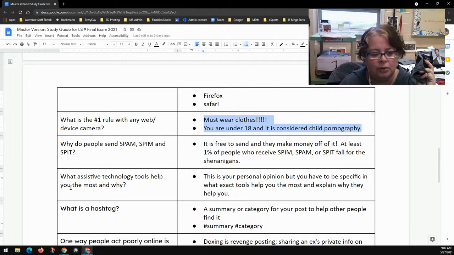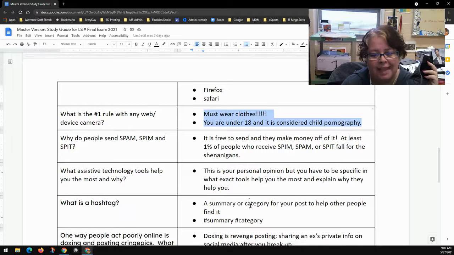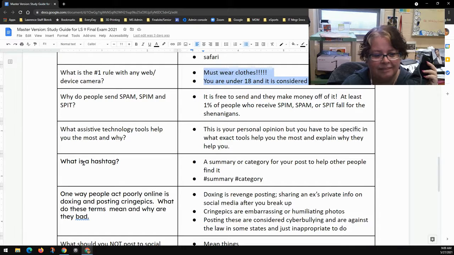What assistive technology tools help you the most and why? This is your personal opinion. We talked a lot about assistive technology this year, but we want you to really think about what is most meaningful to you and be specific about what tools help you the most and explain why they help you. Like, I know I need Grammarly because I misspell stuff all the time, and Grammarly makes me look like I actually spell very well. Or I have trouble reading, so sometimes I'll use tools to make sure I understand what's being displayed on the screen, because knowing the question is half the battle, especially on tests.